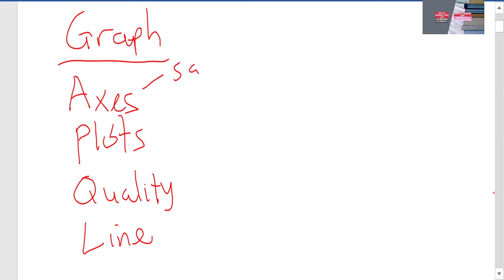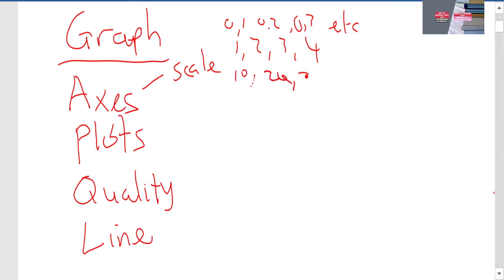For axes, we look at the scale. So make sure you use an appropriate scale. A good scale would be, say, 1, 2, 3, 4, or multiples of that, that is 0.1, 0.2, 0.3, etc. Or you can have 10, 20, 30, 40, etc. And then we have 100, 200, and so forth. You could also have the same for all these.